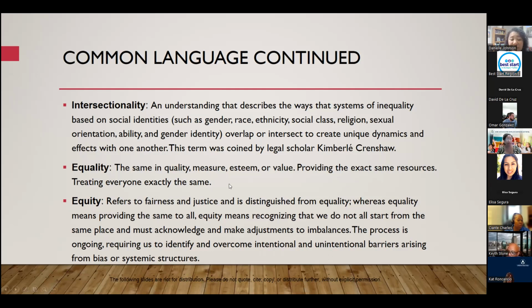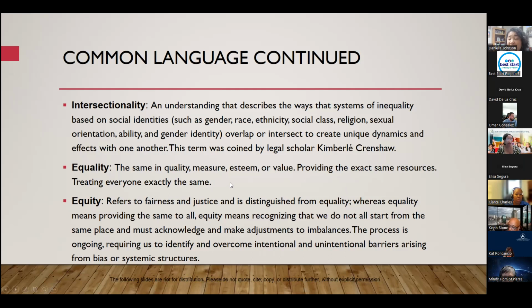Equality and equity, this is something that oftentimes gets interchanged. They are not the same words. And you also have to understand how you can lean into both.